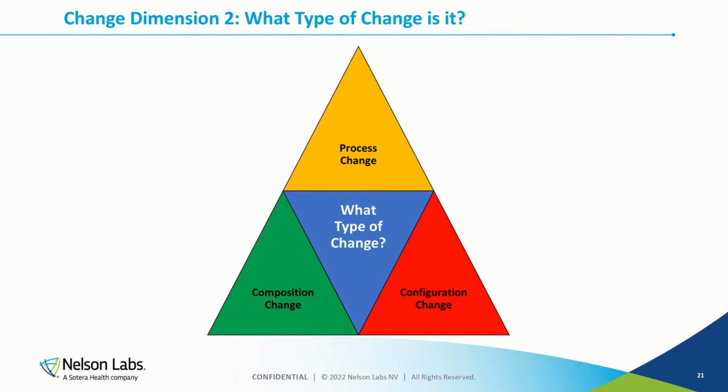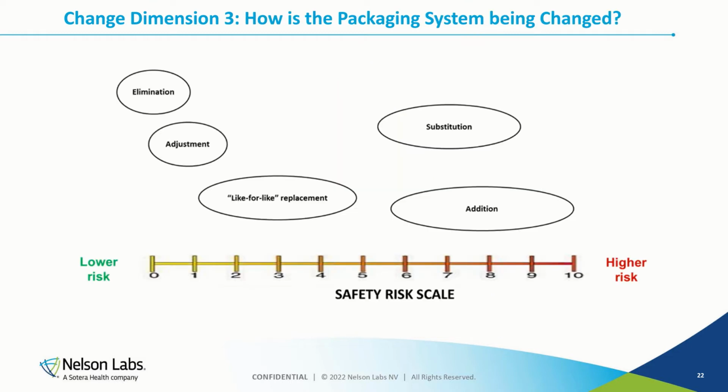Dimension number 2 is, okay, what is the change? Are you changing the composition of the packaging? Are you changing the process by which the packaging is manufactured? Or are you just changing the configuration of the packaging? And the answer to these questions will help dictate, again, whether it's a trivial change or an essential change.